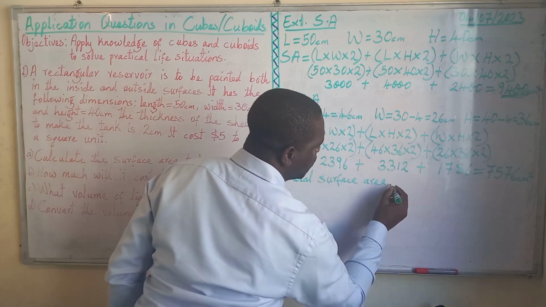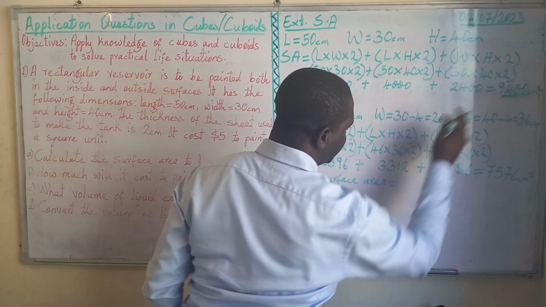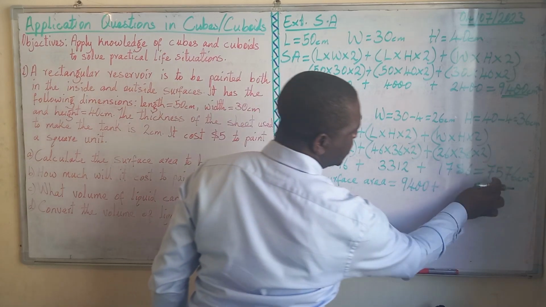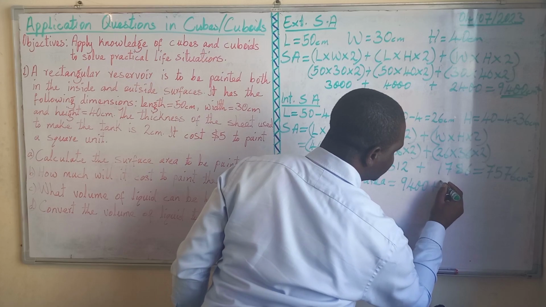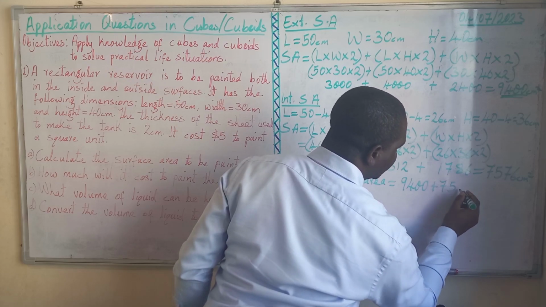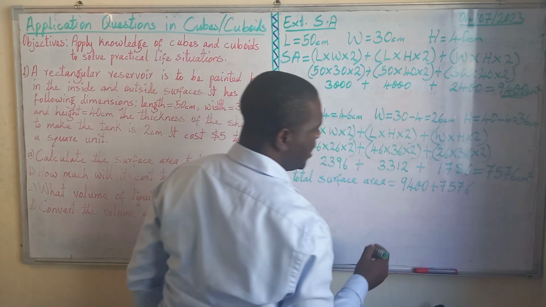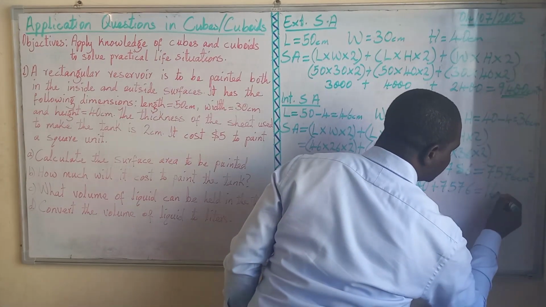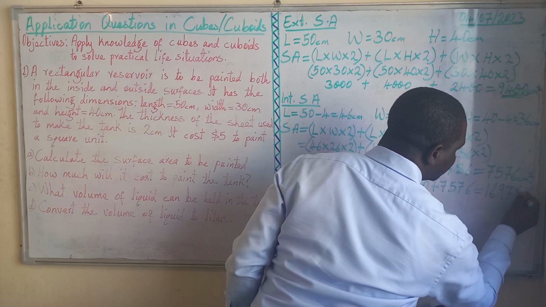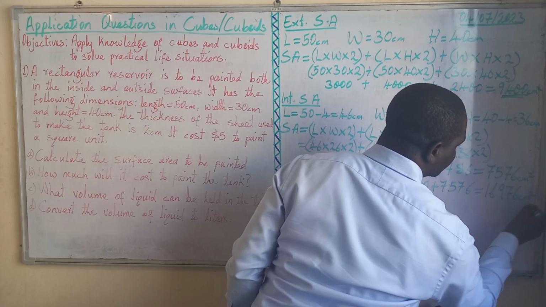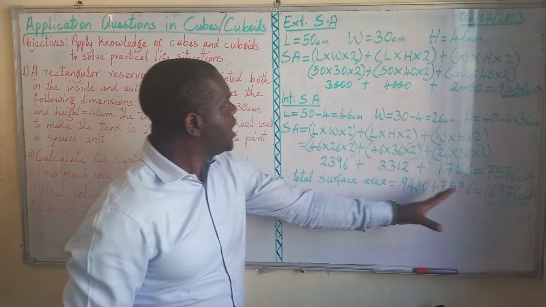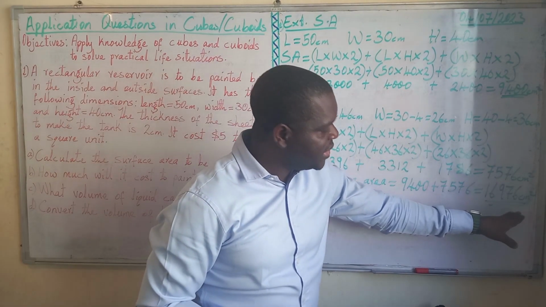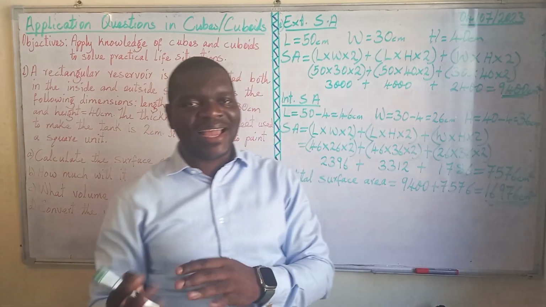surface area will be equal to external surface 9,400 plus internal surface, which is 7,576, and this put together will give a total of 16,976 centimeters square. This will be our answer for A. So this is the area that will be painted, both the inside and the outside.